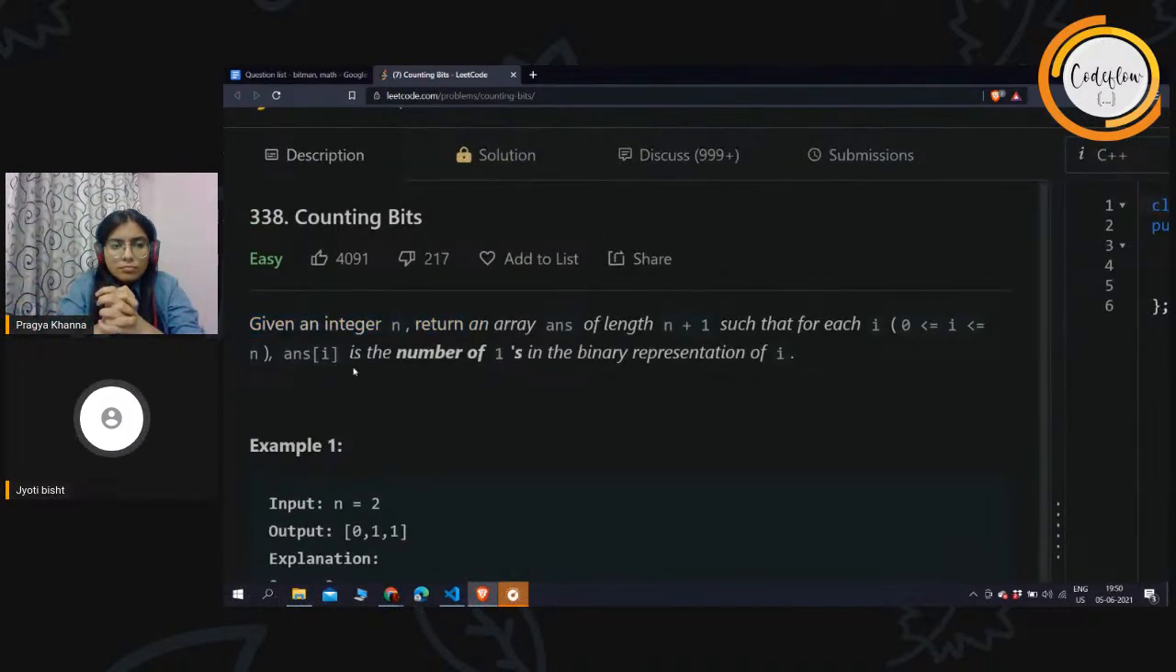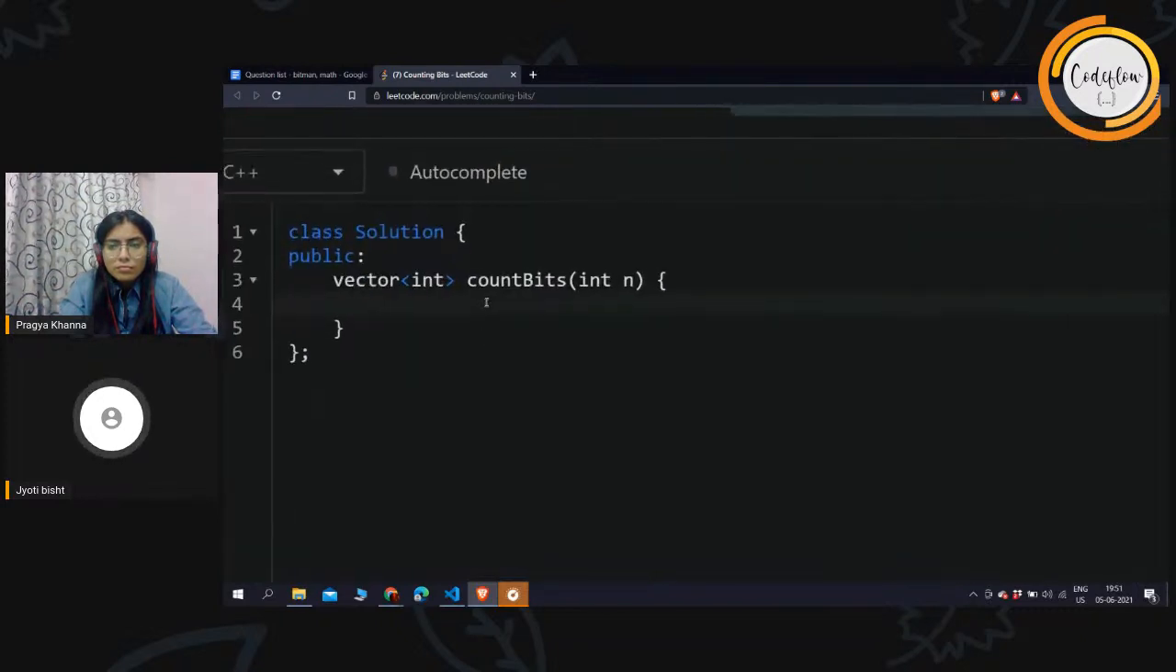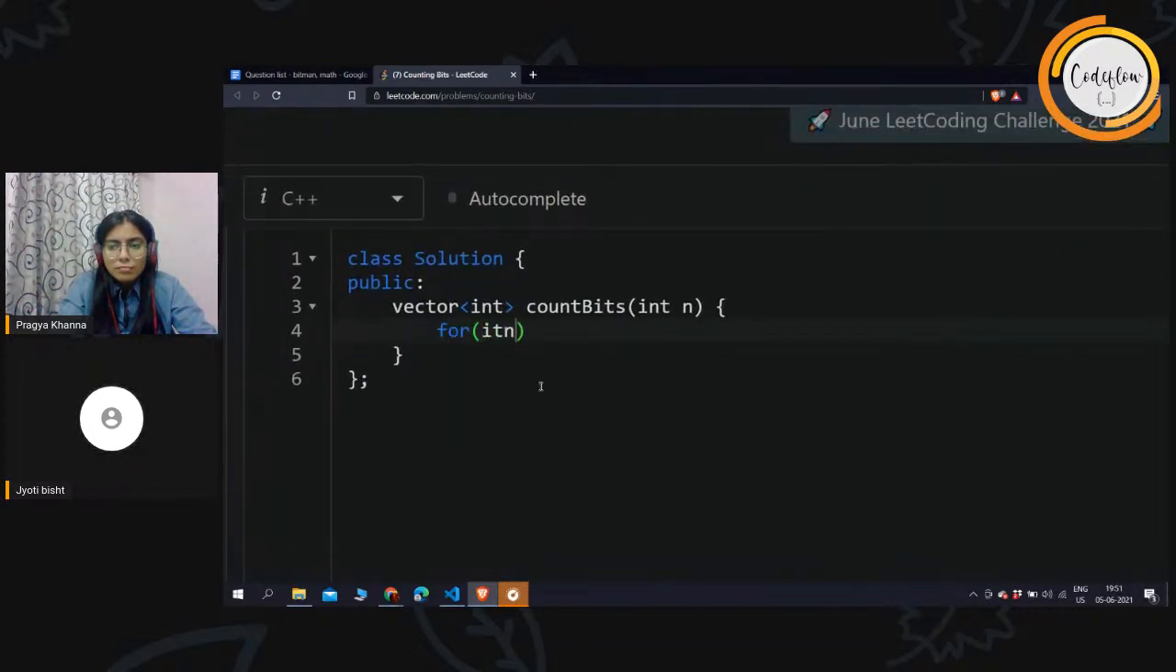So what will be my first thought? मेरे को 1 से लेके n तक के सारे numbers के set bits निकालने हैं. So what I can do is loop over the array, get the vector, because of course I have to go while i is less than or equal to n. For every number I have to find the number of set bits.